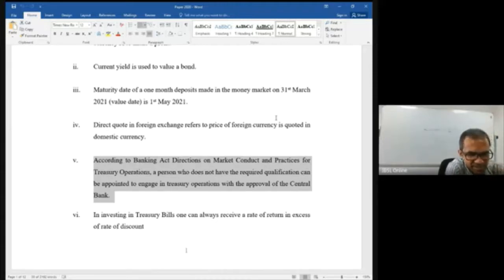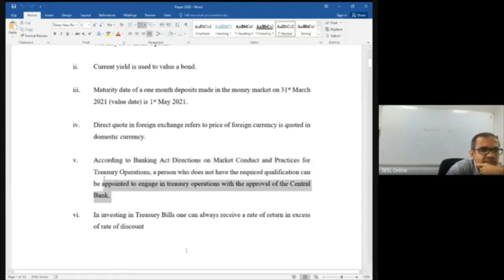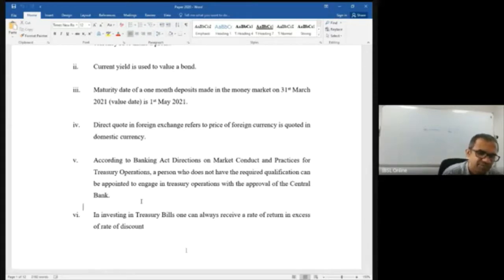The concept is the bank can hire with the management or board approval, if I remember correctly. But within one year, they have to fulfill this requirement. But if you go back to this statement, can be appointed to engage in treasury operations with the approval of the central bank, is it correct? It is not with the approval of the central bank, but with the approval of the board, the management of the bank. So this statement is false.